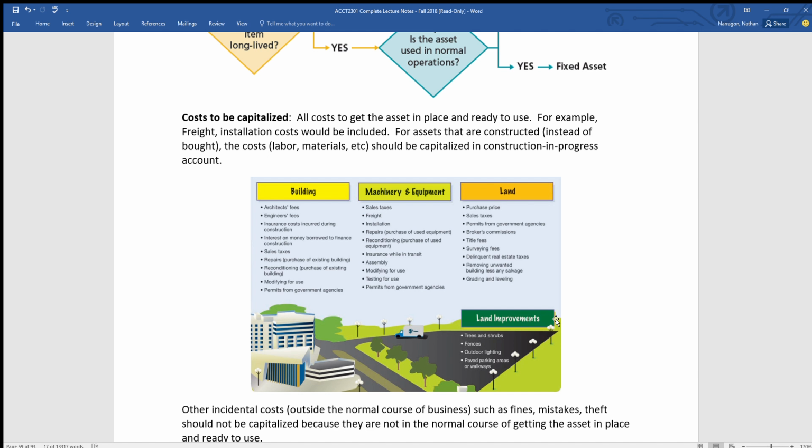basically not land itself. I mean, adding trees and shrubs. I mean, adding a fence. So that's not really part of the land. That's something we can easily remove. Parking lots, it's a little bit harder, but you can still remove a parking lot. So when we're looking at anything that's a land improvement, basically it helps the land get ready to be used. So again, land is going to be the one that doesn't depreciate, but land improvements will.